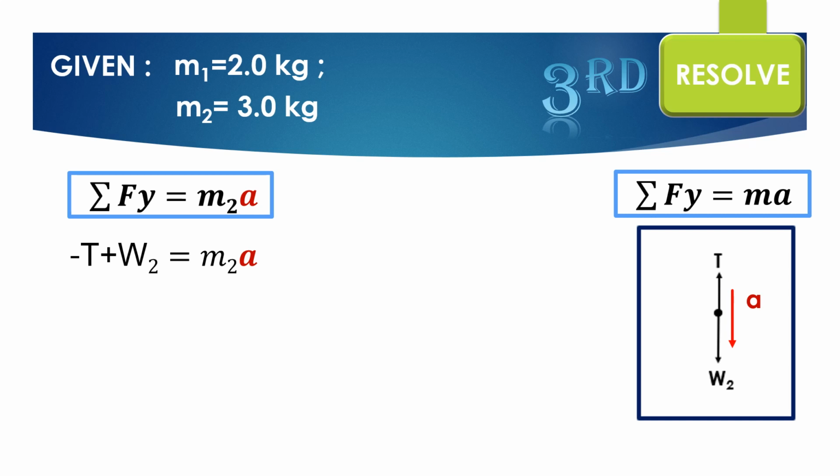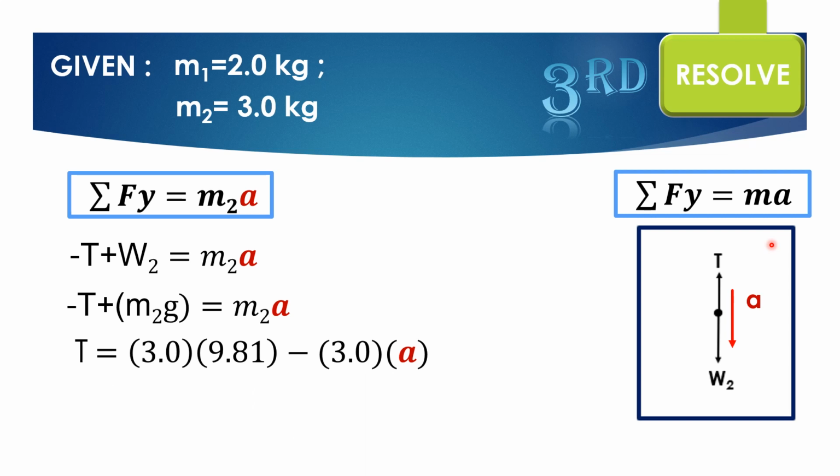So for this figure, tension force is actually opposite with the direction of motion. That's why the value of T here becomes negative. While weight 2 is actually the same direction with the motion. Okay, we say that weight 2 becomes positive. And then we substitute the value, and we also find that we have two unknowns. So we make this equation as equation number 2.